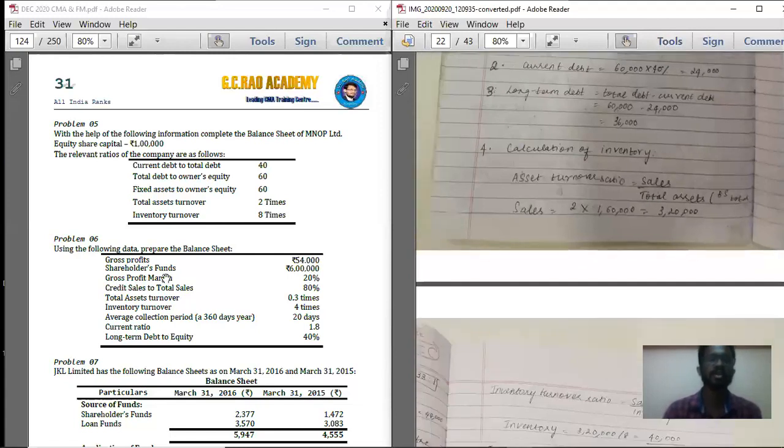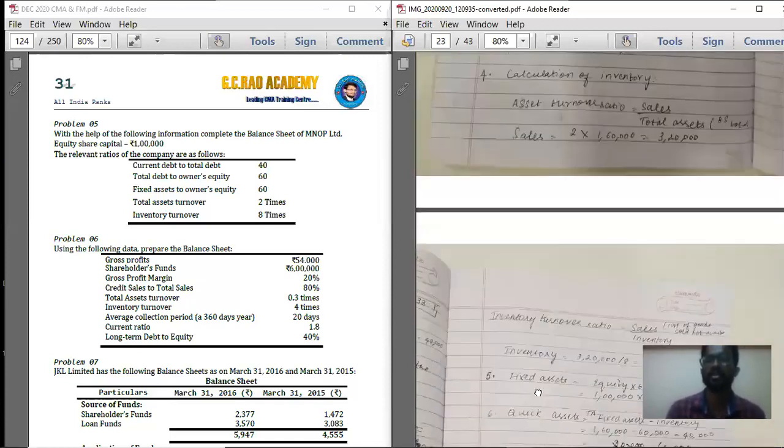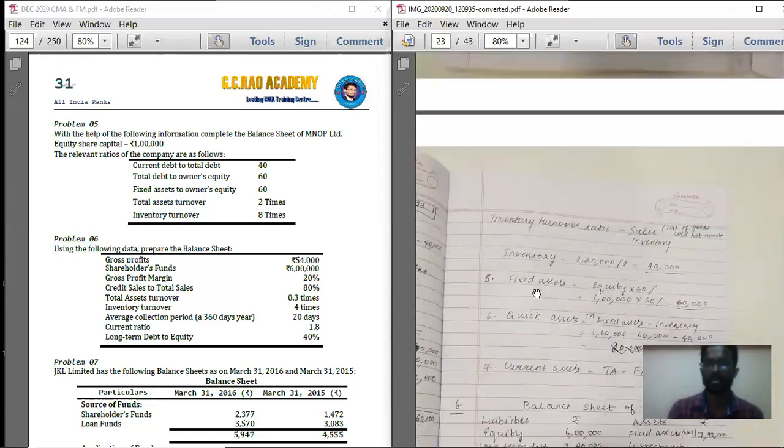So put assets turnover ratio is equal to sales divided by total assets. How did we find the total assets? We just totaled the liability side. The total of the liabilities is the total of the assets. Here we know the asset turnover ratio is 2 times. So sales is equal to 2 into 1,60,000, which is equal to 3,20,000. Now we have found what the sales is.